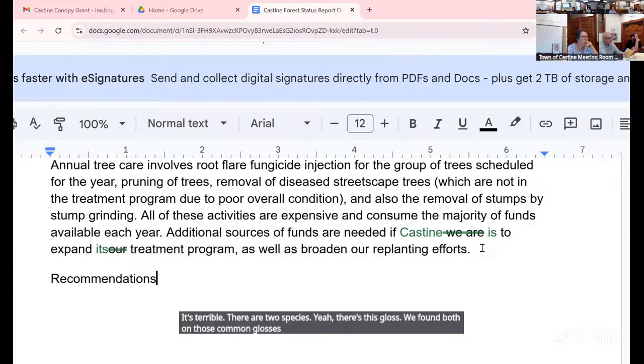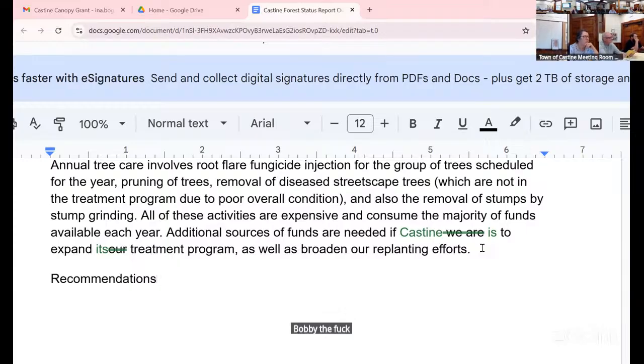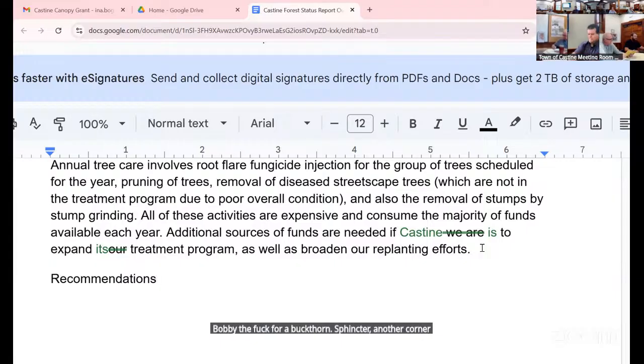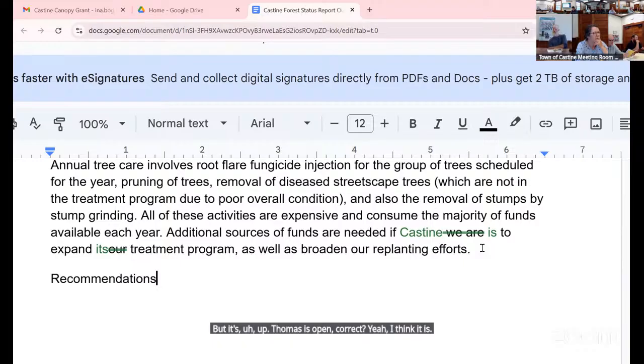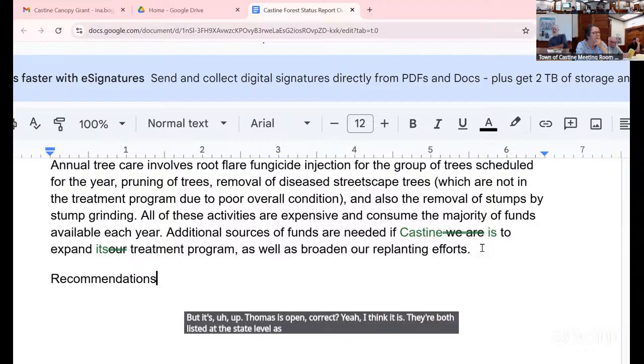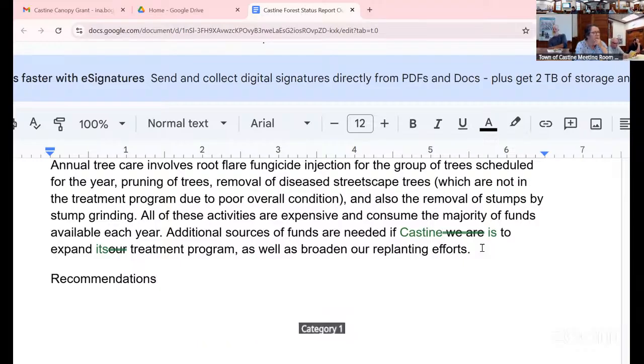So, which? The buckthorn. I think both are considered invasive, but common buckthorn is widespread, correct? Right, I think it is. They're both listed at the state level as category 1 severely invasive. But I think it's the glossy buckthorn that really takes over, just in my experience.